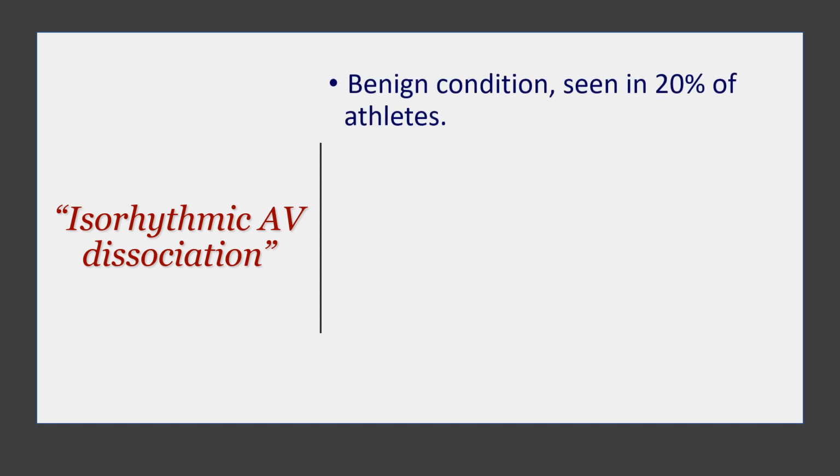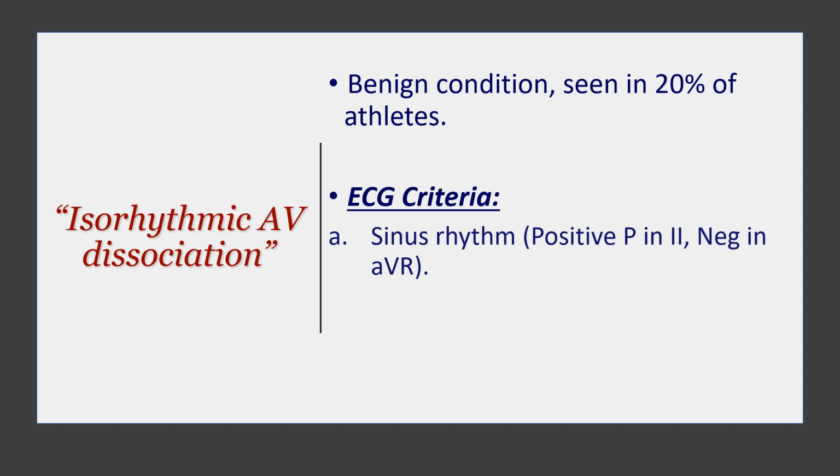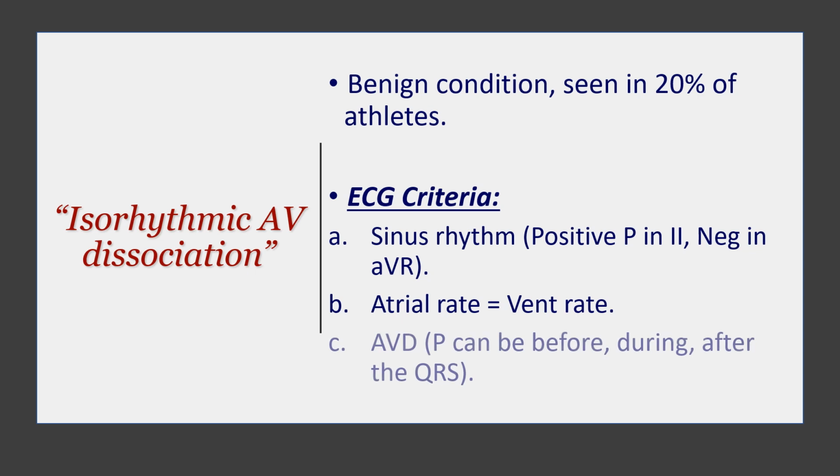So it is a benign condition, the isorhythmic AV dissociation, and it is seen in about 20% of athletes. The ECG criteria for it: you get a sinus rhythm, which means, as we know now, positive P waves in lead 2, negative P waves in AVR. You get an atrial rate that is equivalent to the ventricular rate. So you might feel that they're talking to each other, but actually there is a complete AV dissociation. The P waves can happen before, during, or just after the complexes.